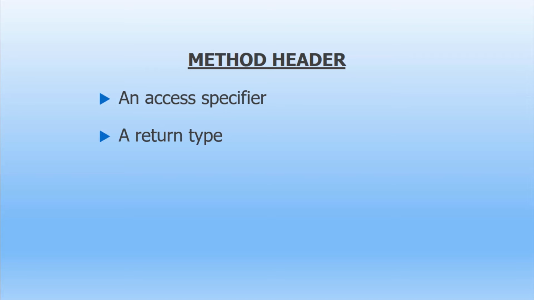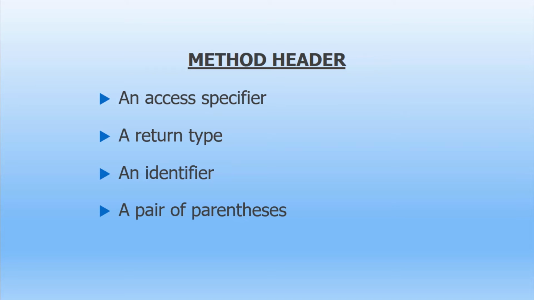Now, the method header. The method header is the first line of a method and it contains the following. 1. An optional access specifier. 2. A return type. 3. An identifier. And 4. A parenthesis.